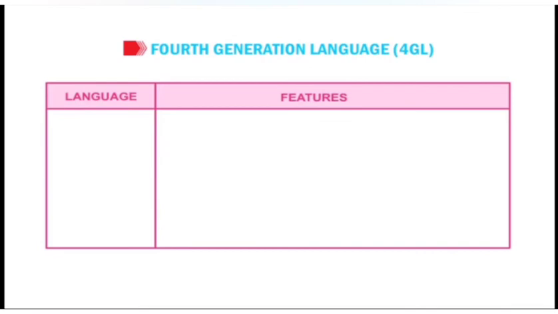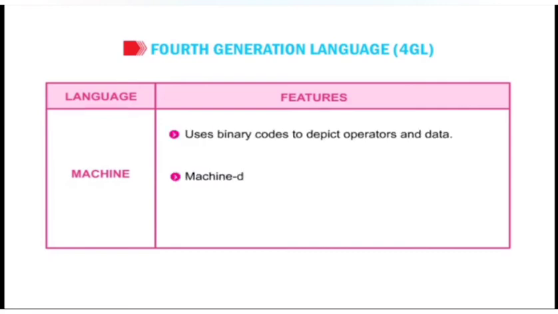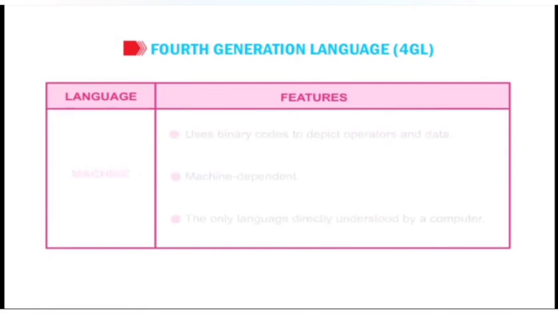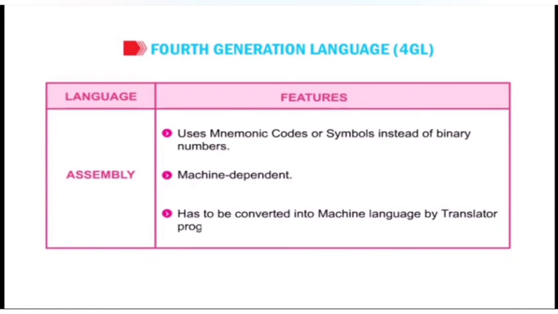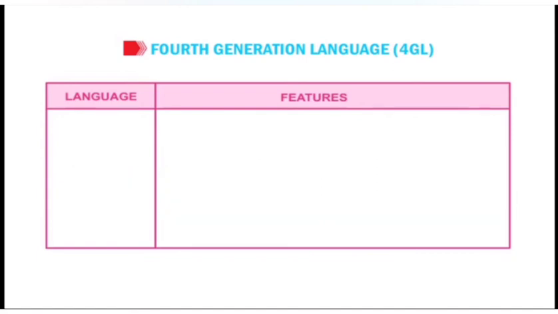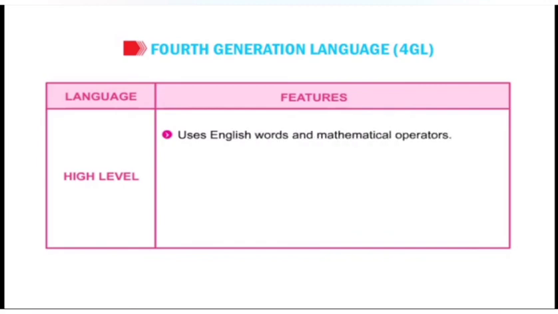Now, let us briefly sum up about computer languages and their features. Machine uses binary codes to depict operators and data. Machine dependent, the only language directly understood by a computer. Assembly uses mnemonic codes or symbols instead of binary numbers. Machine dependent, has to be converted into machine language by translator programs, assemblers. High level, uses English words and mathematical operators.